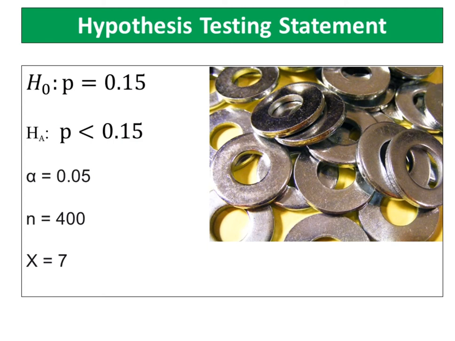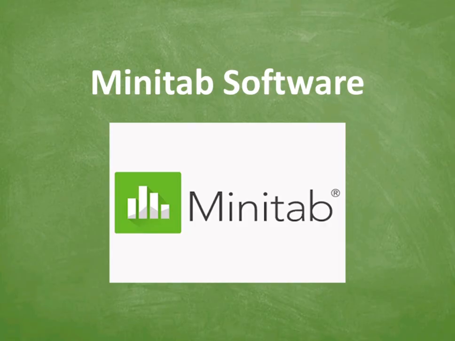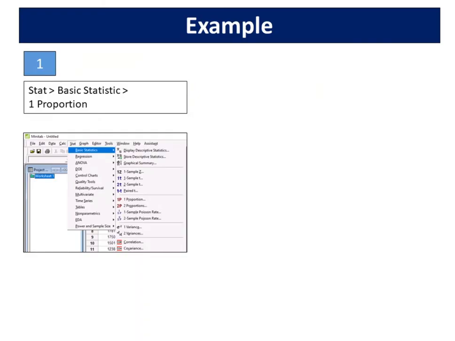The null hypothesis is the population proportion is equal to 0.15, while alternative hypothesis is population proportion is less than 0.15. The level of significance, alpha, is 0.05. Number of trials, n, is 400 and observed number of events in n trials, x, is 7. Next, I am going to show you the steps of performing a one proportion test using Minitab software.